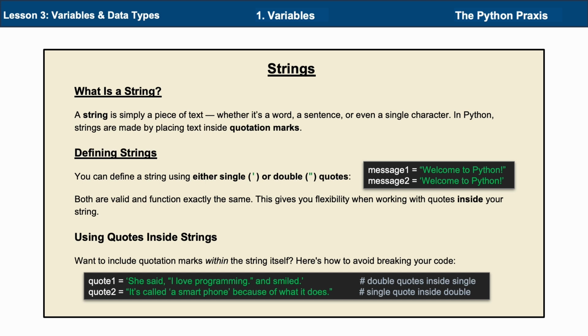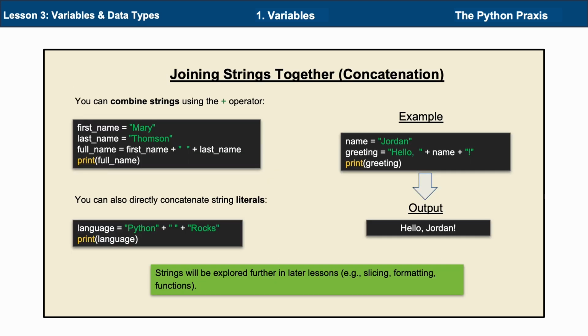No headaches at all. Python also lets us combine, or concatenate, strings using a simple plus operator. For instance, you can build words piece by piece: language equals "Python" plus " rocks", or create full names from first and last names. First name equals "Mary", last name equals "Thompson", and full name equals first name plus last name. In my favorite example, a personalized greeting, name equals "Jordan", greeting equals "Hello, " plus name. The result? Python warmly says, Hello Jordan.